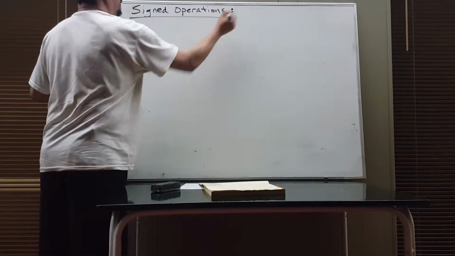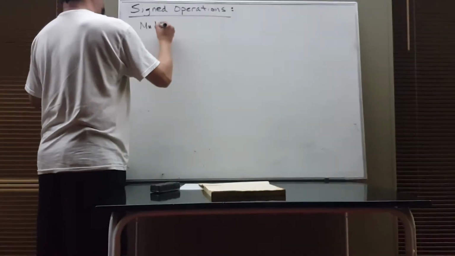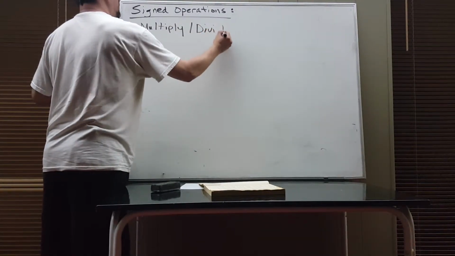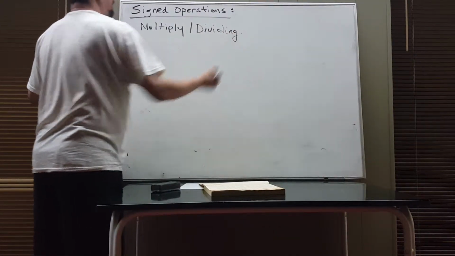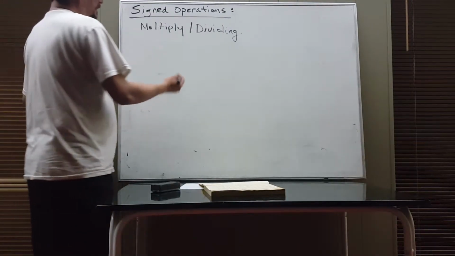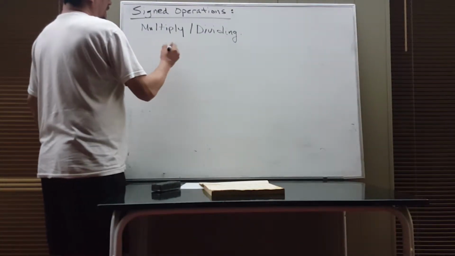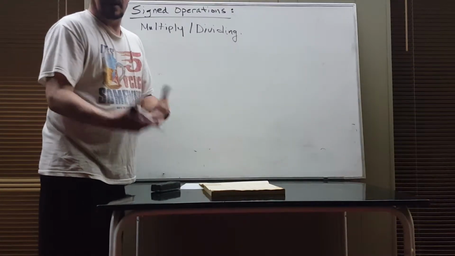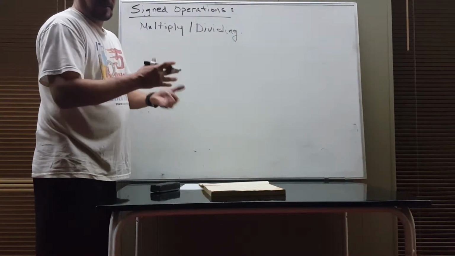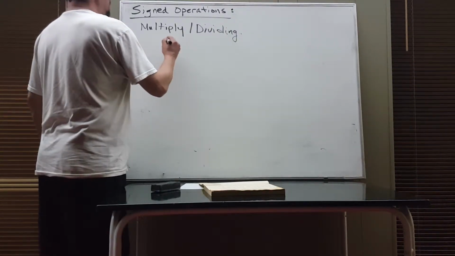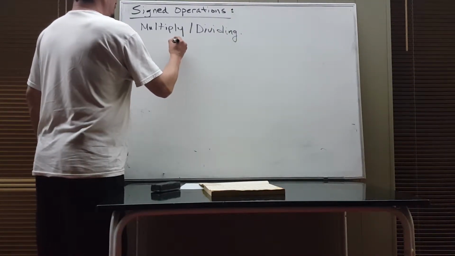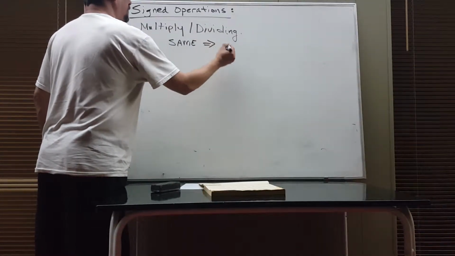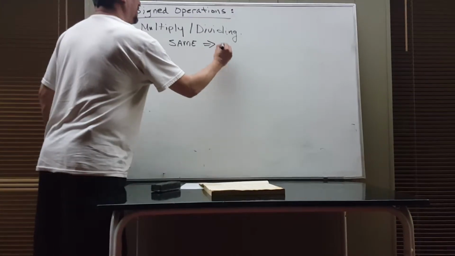And I'm going to start with the easier two. I don't think too many people struggle with multiplying and dividing signed numbers. So, when doing binary operations, and when I say binary operations, I'm talking about operations with two numbers, if the signs are the same, the result, the quotient or the product, is positive.